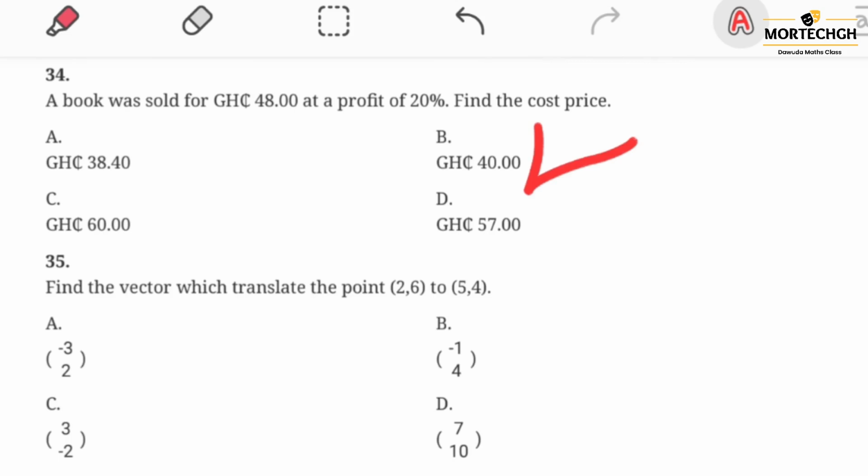There is a formula to find cost price when selling price and the profit is given, but without following the formula, that is how you go about it.